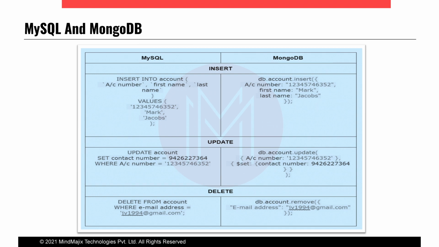Okay, the next one is delete from account. Account is our table name, where email address, whoever has this email address will be deleted. See that, here for delete we call remove. That's all. So we follow a programming structure. The curly brace is there, here no curly braces. It is a programming structure, not an SQL structure.